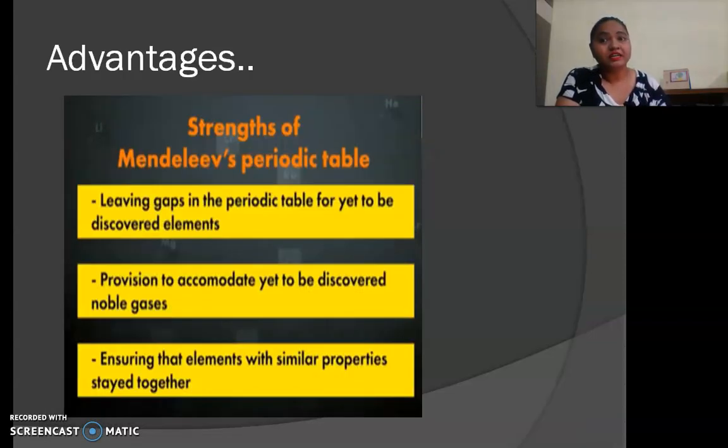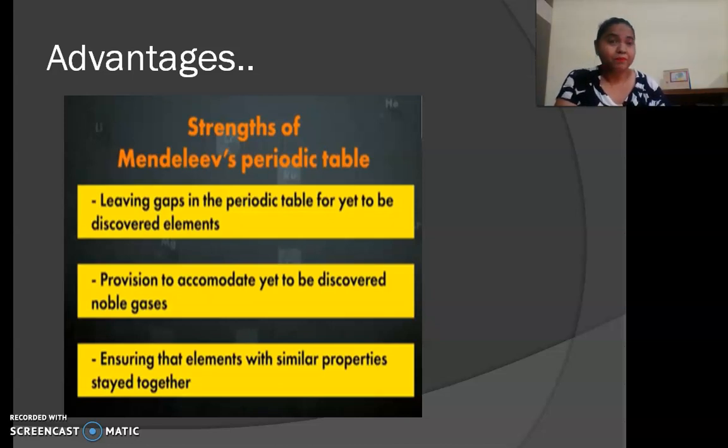So children, these were the few advantages of Mendeleev's periodic table. Let us again go through it. First, leaving gaps in the periodic table for yet to be discovered elements. Second, provision to accommodate yet to be discovered noble gases. And third, ensuring that elements with similar properties stayed together.